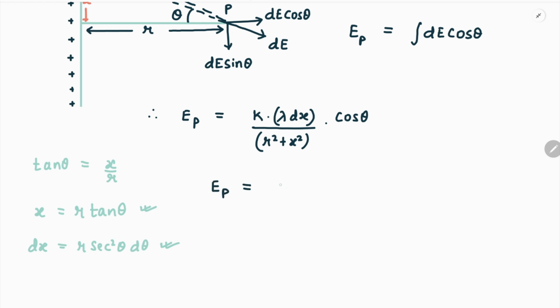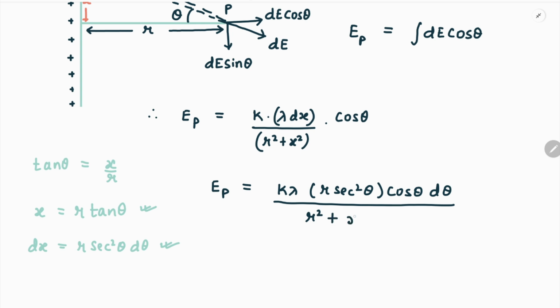So at the point P we get k lambda times dx, which can be written as r sec square theta d theta, times cos theta, upon r square plus x square. And r square plus x square can be written as r square tan square theta plus r square. Therefore at the point P we can write it as k lambda by r. 1 plus tan square theta is sec square theta, and we are left with the integration of cos theta d theta.